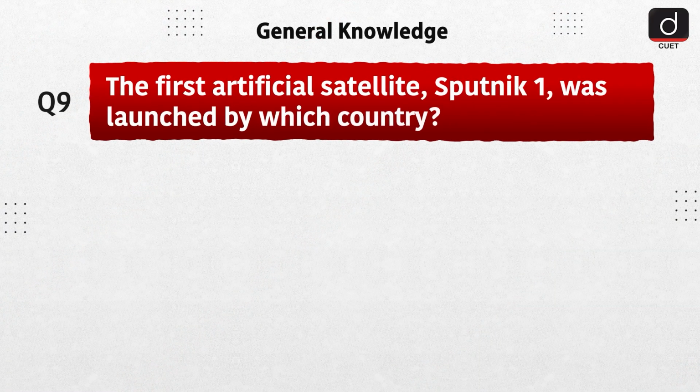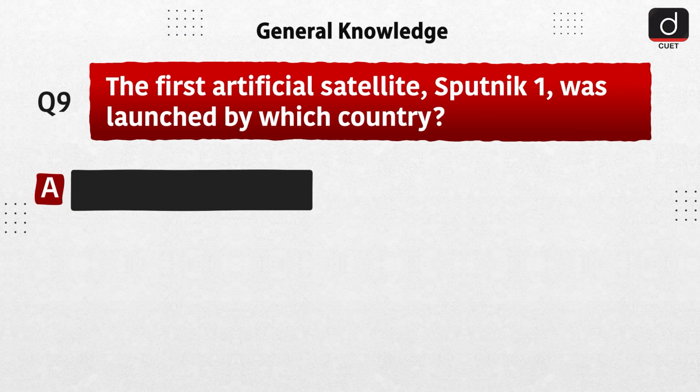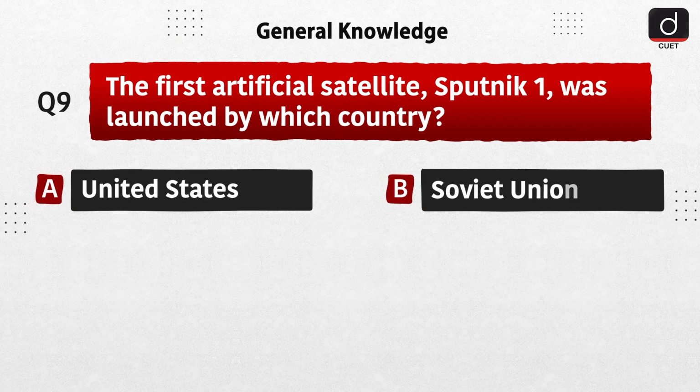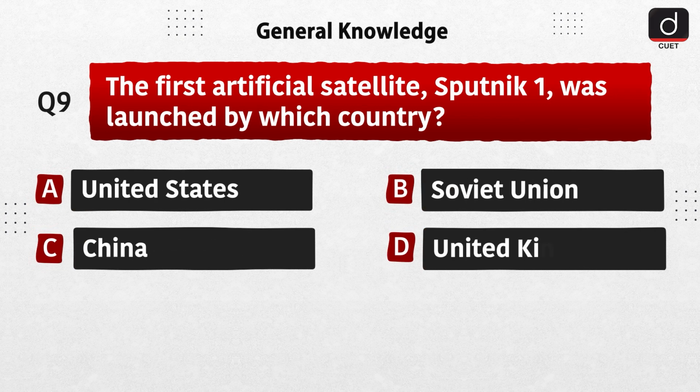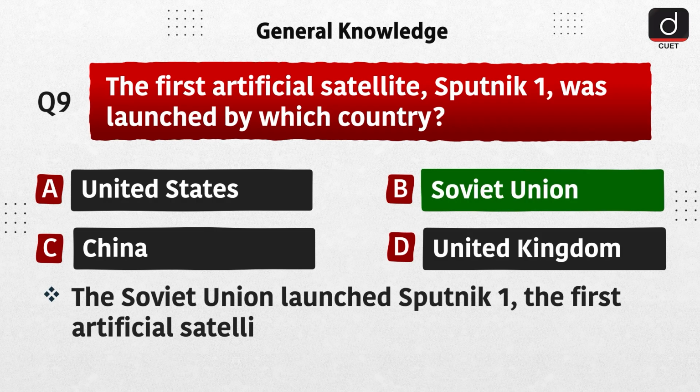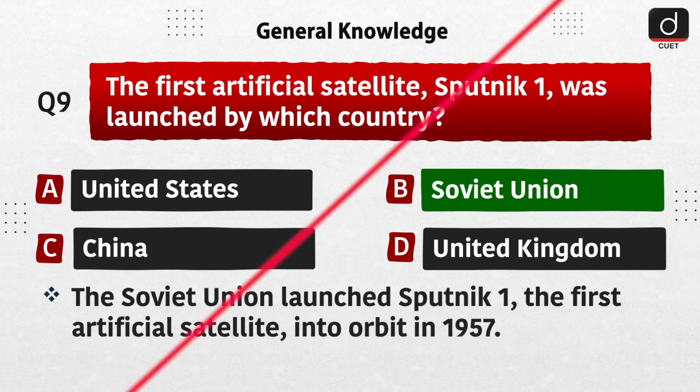Next question is, the first artificial satellite, Sputnik 1, was launched by which country? A. United States, B. Soviet Union, C. China, D. United Kingdom. The correct answer is option B, Soviet Union. The Soviet Union launched Sputnik 1, the first artificial satellite, into orbit in 1957.